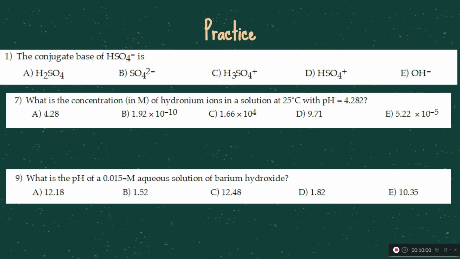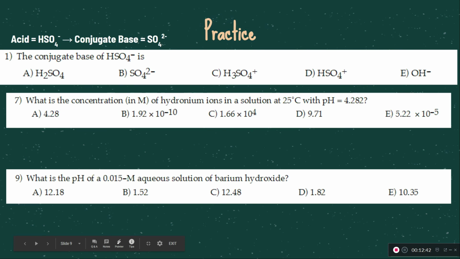So let's look at a couple of simple practice problems that we can go through and figure out. Question number 1 asks, what is the conjugate base of HSO4-? Well, in this instance, we're assuming that HSO4- is an acid because it's asking for the conjugate base. And recall that when an acid becomes a conjugate base, it loses its hydrogen. So the conjugate base of this is going to be your sulfate ion, letter B.